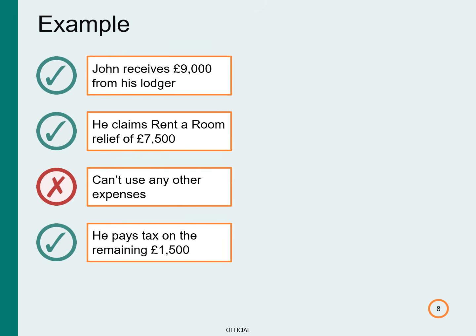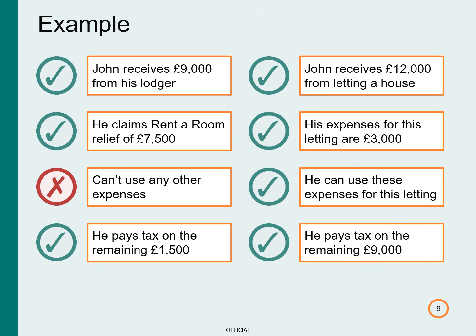John has a lodger and receives £9,000 in the year. He claims rent-a-room relief of £7,500. He can't use any other expenses or deductions against this income, so he'll pay tax on £1,500. He also lets a house, and his income from that is £12,000 in the year. His allowable expenses from letting the house are £3,000 in the year, which he can use as an expense, so he'll pay tax on £9,000.